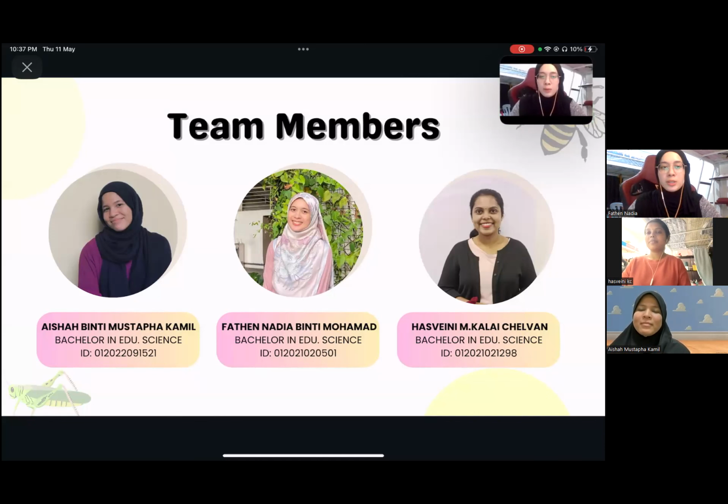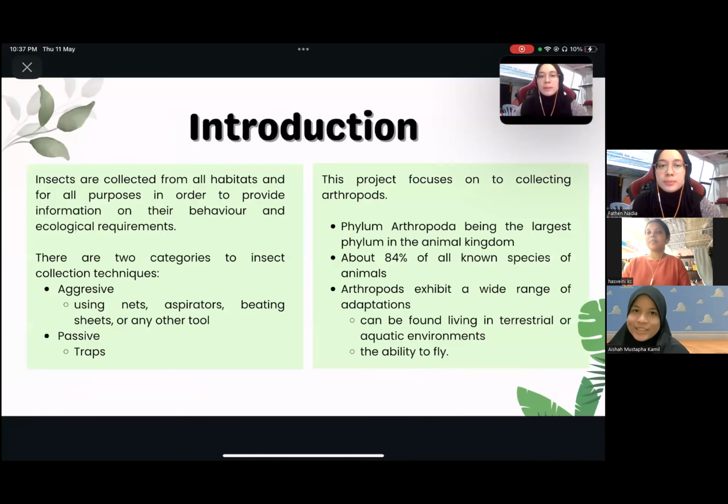Moving on to the introduction. Insects are collected from all habitats and for all purposes in order to provide information on their behavior and ecological requirements. There are two categories that can be applied to insect collection techniques. The first is for a collector to actively seek and gather the insects using nets, aspirators, fitting sheets, or any other tools that best match their needs. The second is where the collector takes a passive role and lets traps do all the work. In this project, we mainly use the first method.